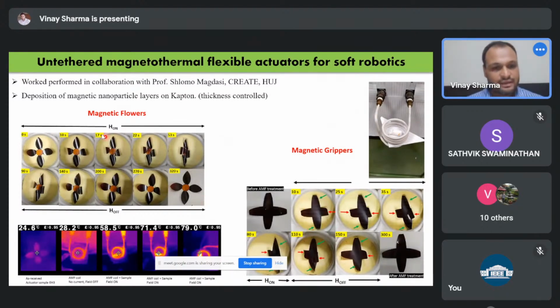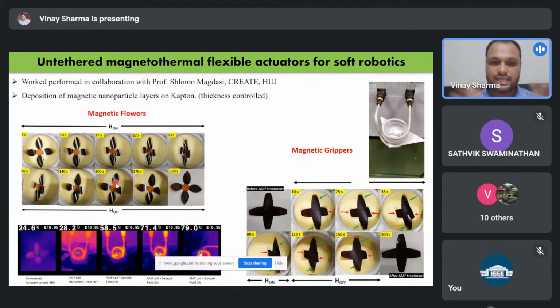So here we created magnetic flowers. You see here at 0 seconds, this is a magnetic flower with a Kapton tape, a very simplistic, very low cost work. Kapton tape is easily available in the market. On the Kapton tape, I synthesize magnetic nanoparticles and then just paste them over it in the presence of some temperature. When I put it inside the magnetic coil, you see it curls up, it totally winds up. And when I turn off the field, it opens up again.